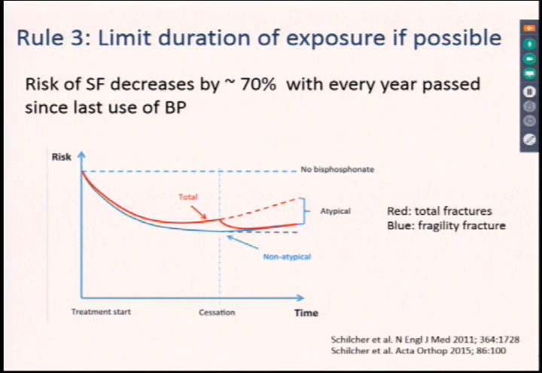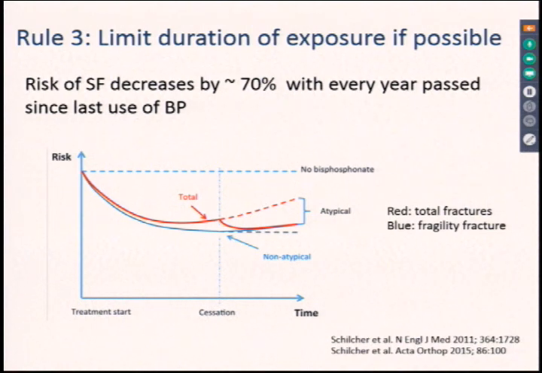All right. Now, rule number 3 is limit the duration of exposure if possible. So if your patient needs to be on bisphosphonates, then that's fine, but try not to let it drag forever if it doesn't have to. What this slide shows is that the risk of a subtrochanteric fracture decreases by about 70% with every year that the patient has not taken the bisphosphonates. So if you treat them for a certain period of time and then you stop it, every year it will drop by another 70%, roughly.